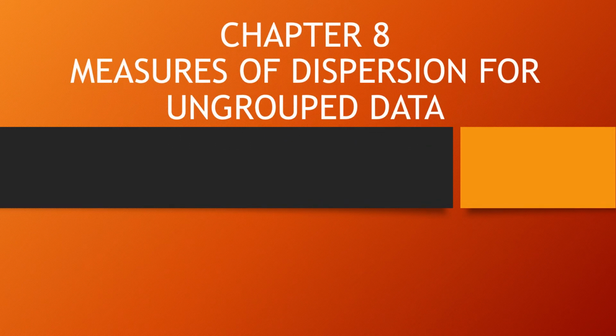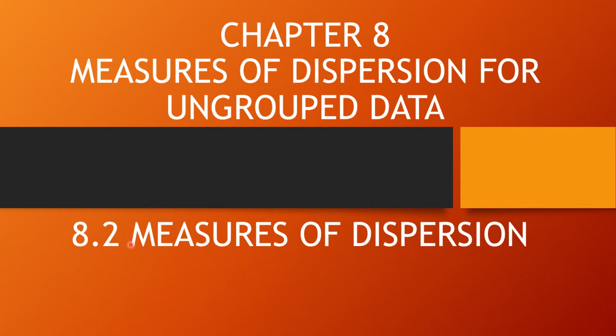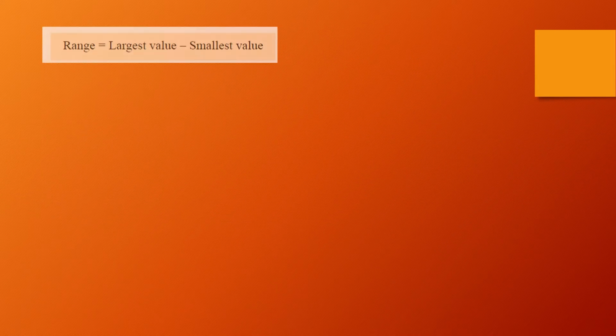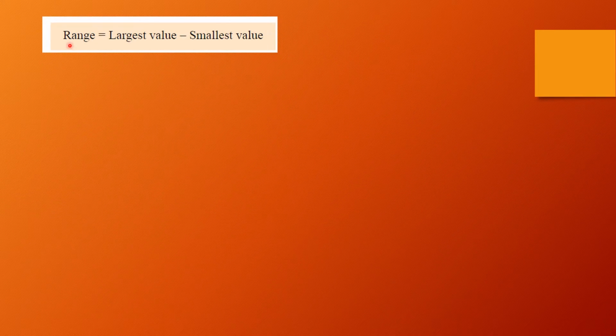Hi everyone, today we will look at another part of chapter 8, measures of dispersion for ungrouped data. That is 8.2, measures of dispersion. So first you have to know range. What is range? It is the largest value minus the smallest value.